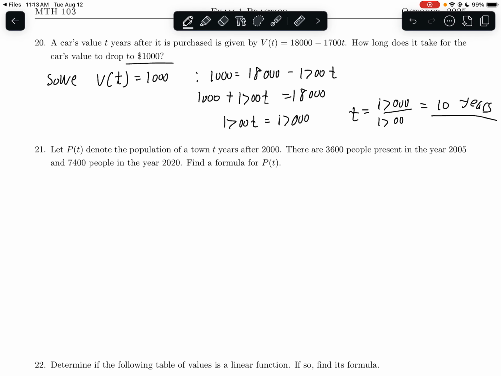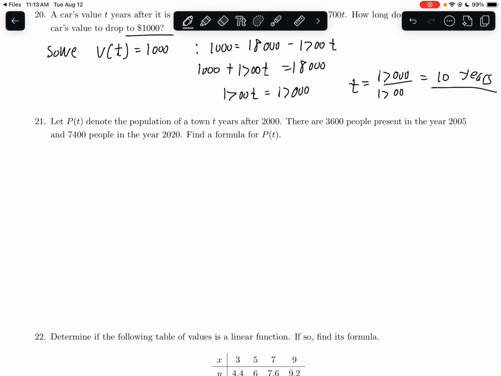Okay. Next one here, we have the population of a town 2 years after 2000. 3,600 people are present in the year 2005. So what this means is that the ordered pair 5, because it's 5 years after 2000, and 3,600 is on the graph, and then in 2020, so 20 years later, there's 7,400 people. So maybe this isn't necessary to write out, but if this helps you to visualize what's happening with the formulas and such, it might be useful for you.